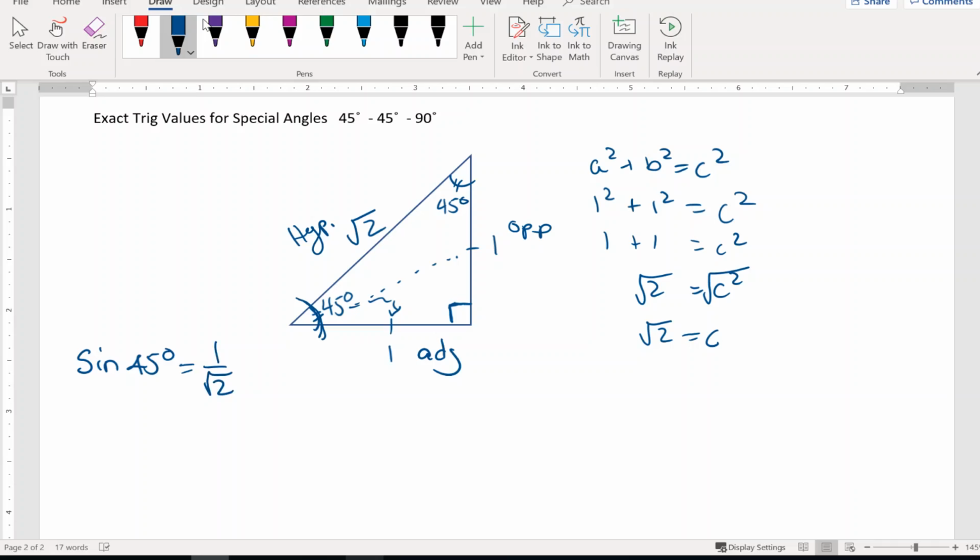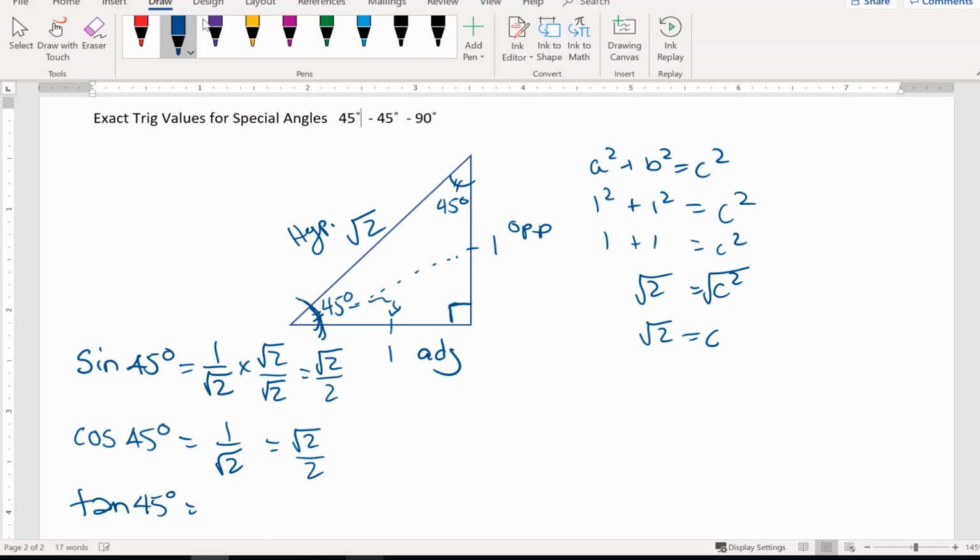Now, again, we typically don't want a radical in the denominator, so we could multiply both the numerator and denominator by the square root of 2. This gives us the square root of 2 over 2, and that's the same value. And the cosine of 45 degrees is also the adjacent over the hypotenuse, which is 1 over root 2, which we can say is also equal to root 2 over 2. And the tan of 45 degrees, which is opposite over adjacent, is 1 over 1, or just 1.